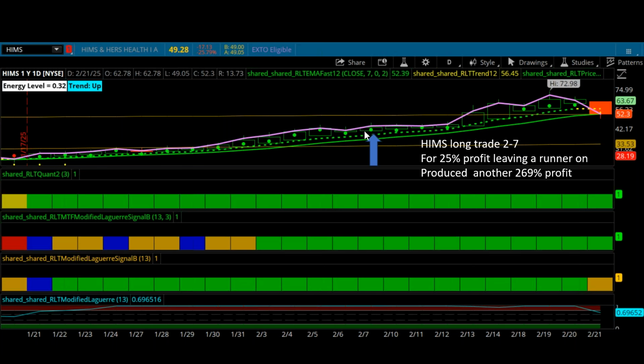And I'm looking at lots of other different trades. And we rode this thing up. We got 25% on this trade, and I left a runner on, and I caught the runner on this big move here. The runner went from 25% profit to 269%. But when I put it in my stats on how the room did, I posted it as 25%.